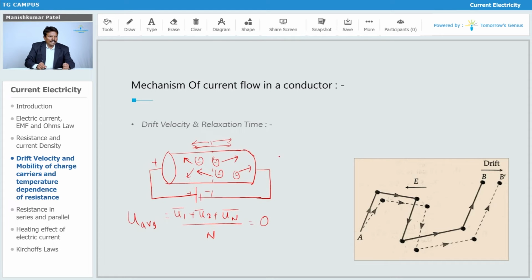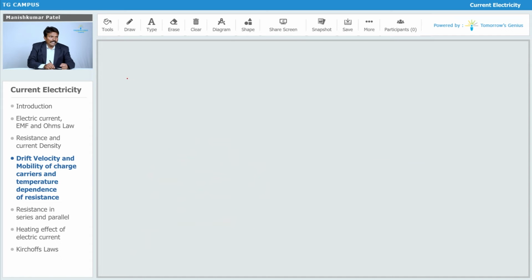Obviously the electrons now get attracted towards the positive terminal. They have some acceleration, and because of that they have some initial velocity. Now they have got some additional velocity because of this potential difference. We know that electric field intensity is force per unit charge. Force is equal to mass into acceleration, so acceleration is force upon mass, and F is equal to Q into E.